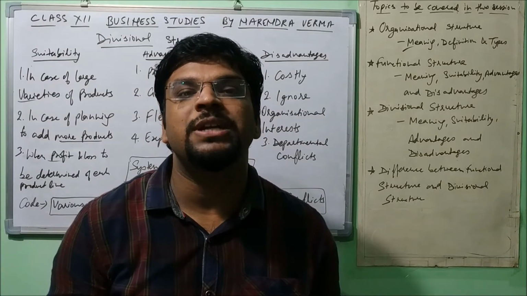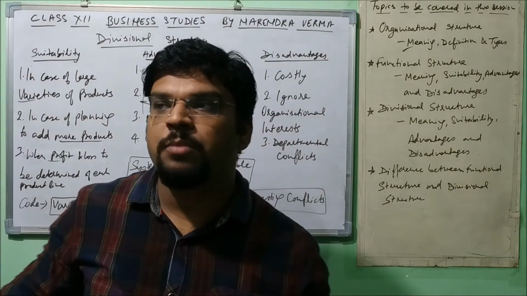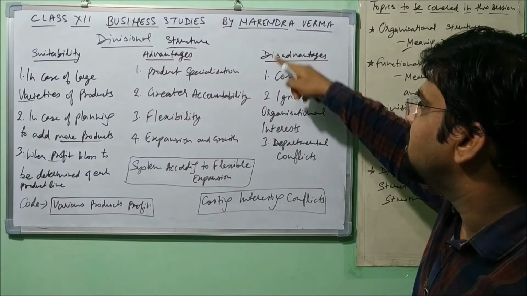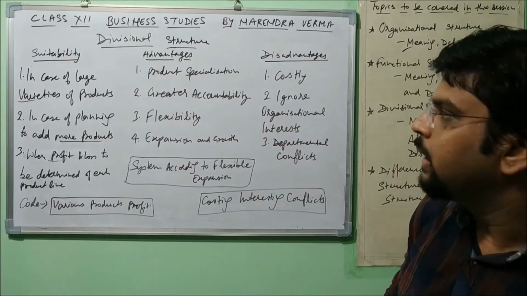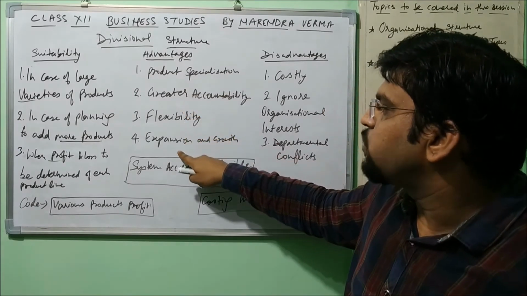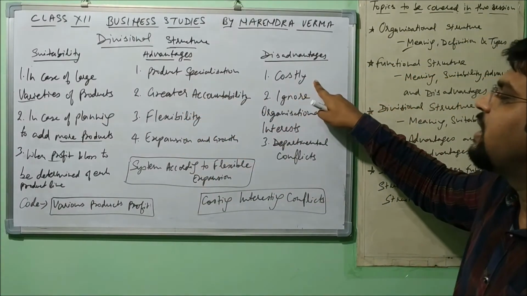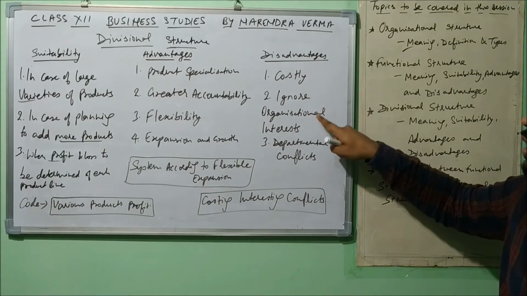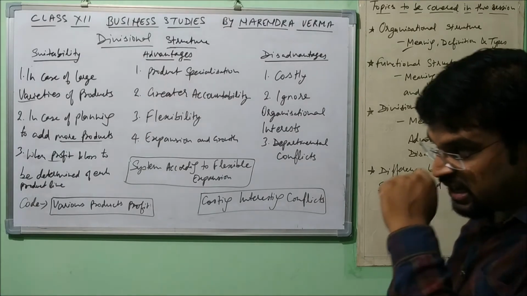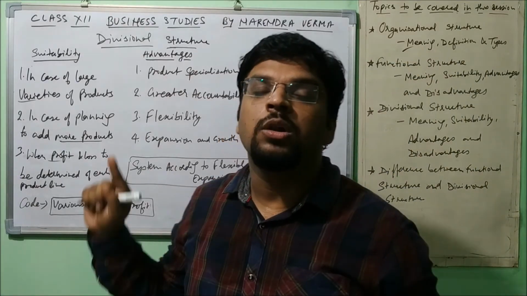Now let's talk about the advantages and disadvantages. Right now I'm just reading out the points. Later on I'll discuss the advantages and disadvantages one by one. Product specialization, greater accountability, flexibility, expansion and growth. And the disadvantages: costly, ignoring organizational interest, and departmental conflicts. There is the problem again to remember all these points together.